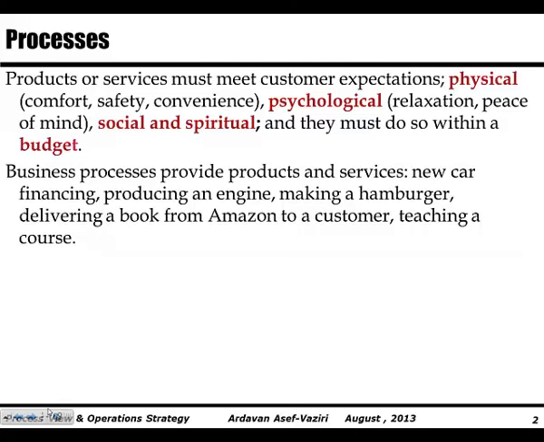Business processes provide products and services. New car financing, producing an engine, making a hamburger, delivering a book from Amazon to a customer, teaching a course are examples of business processes.